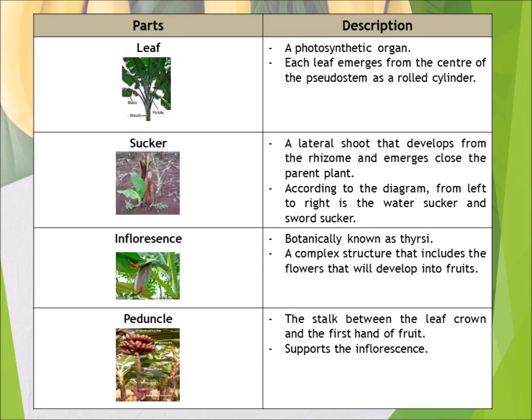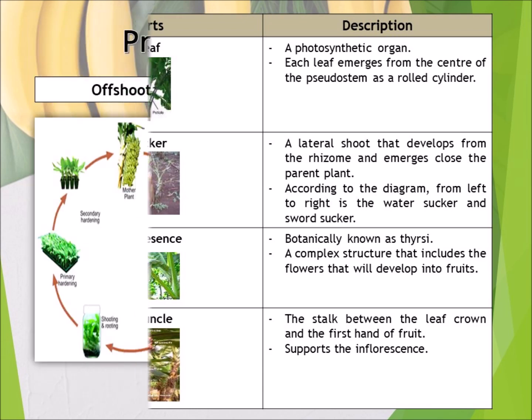side. Next is the inflorescence, or botanically known as the cerci. This part is a complex structure that includes the flowers, which will eventually develop into fruits. Last but not least, the stalk between the leaf crown and the first hand of fruits is called the peduncle. It also supports the inflorescence.